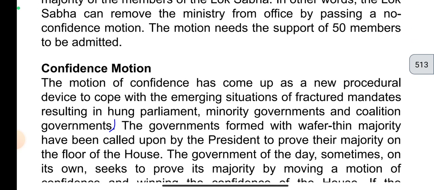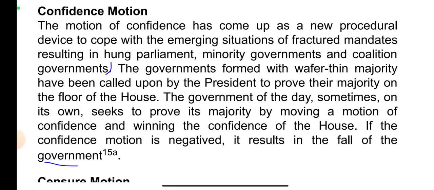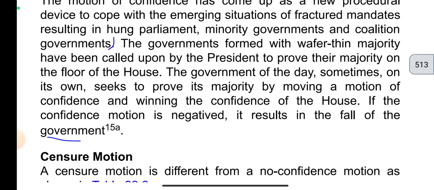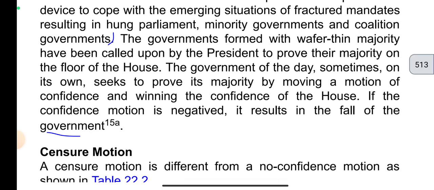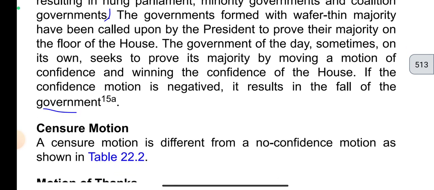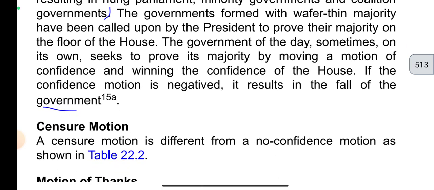Confidence motion. The motion of confidence has come up as a new procedural device to cope with the emerging situations of fractured mandates resulting in hung parliament, minority, hung parliament जब majority नहीं बनते, minority governments and coalition governments. The governments formed with wafer thin majority have been called upon by the president to prove their majority on the floor of the house. So the government of the day sometimes on its own seeks to prove its majority by moving a motion of confidence and winning the confidence of the house.